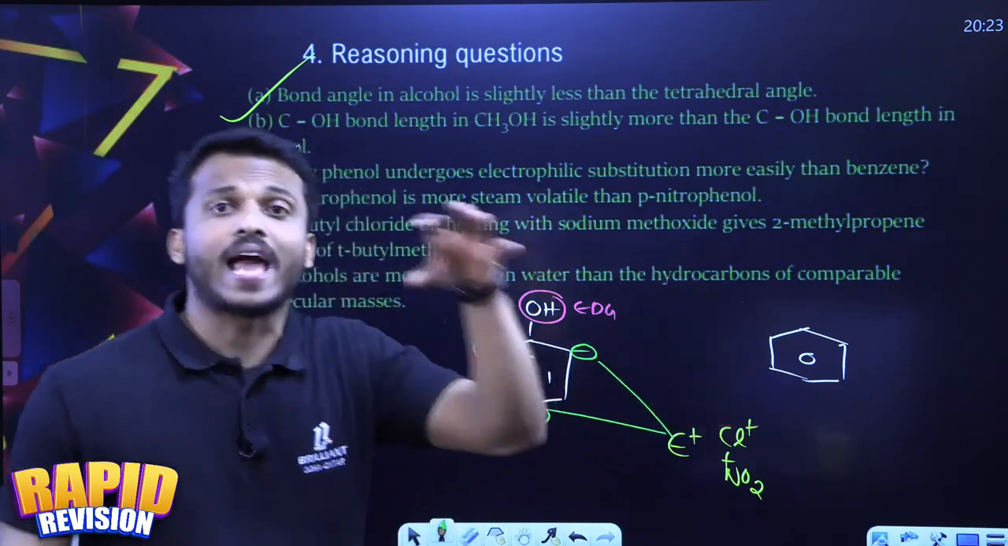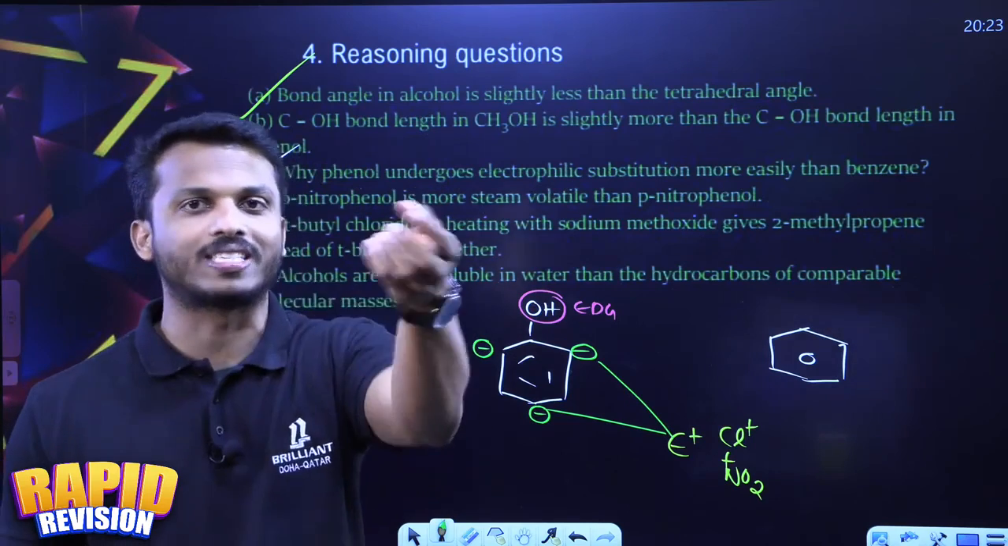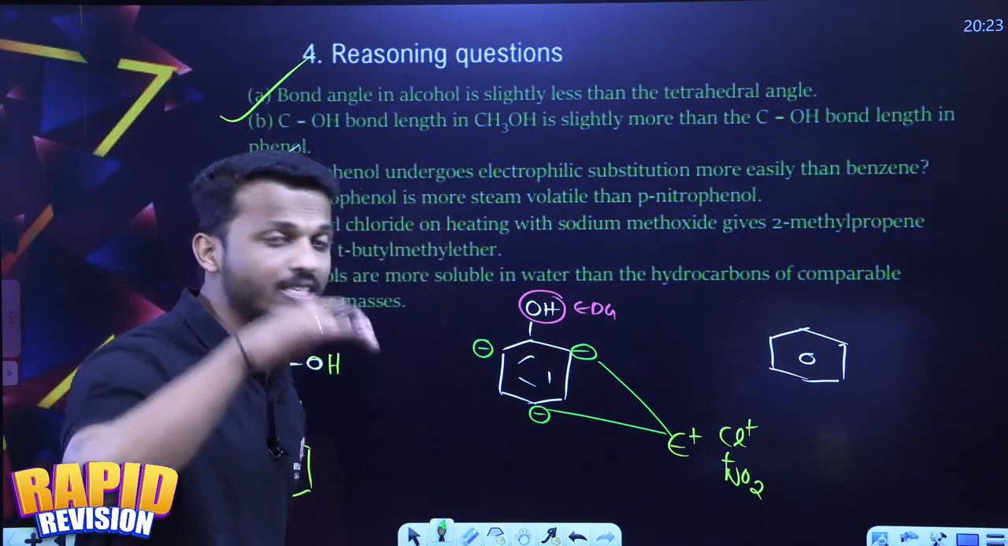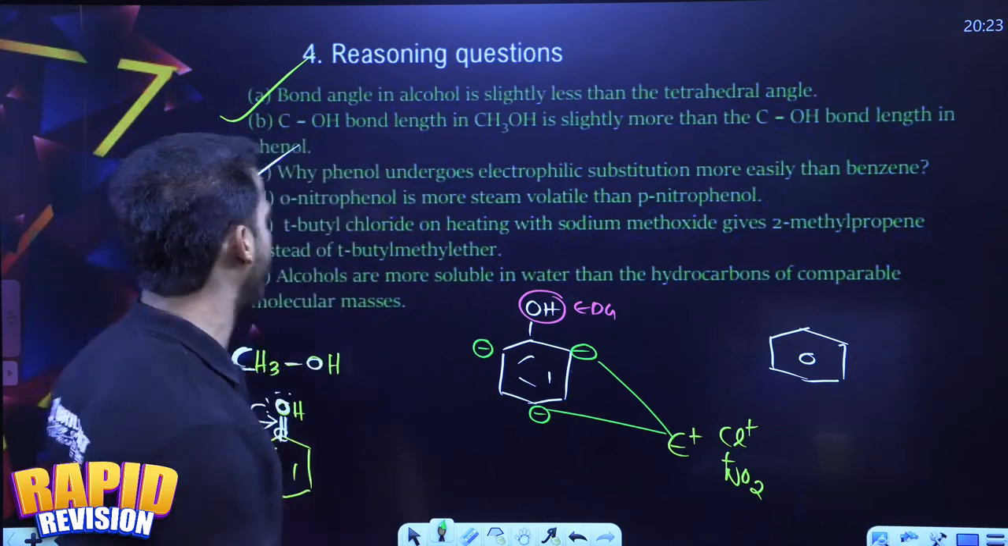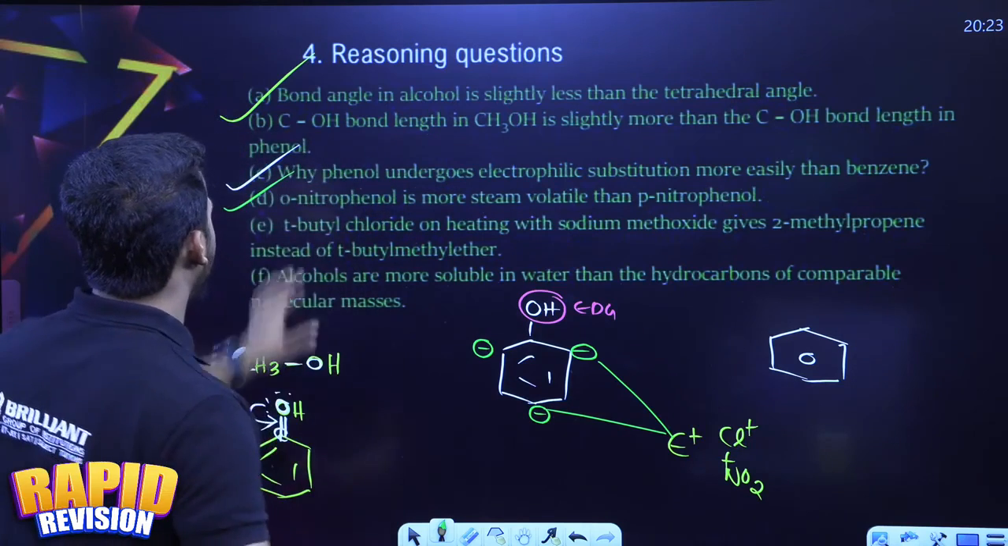Whereas in benzene, such an activating group is not there. Therefore, it is less reactive. Hope you got the answer, dear all. It is based on the presence of an electron donating group. Okay, next one.